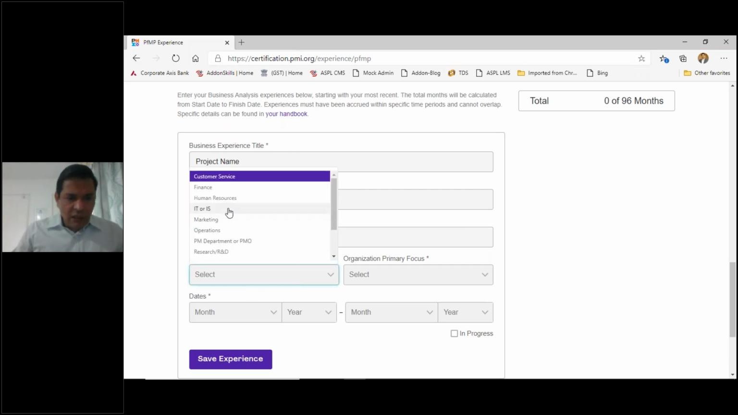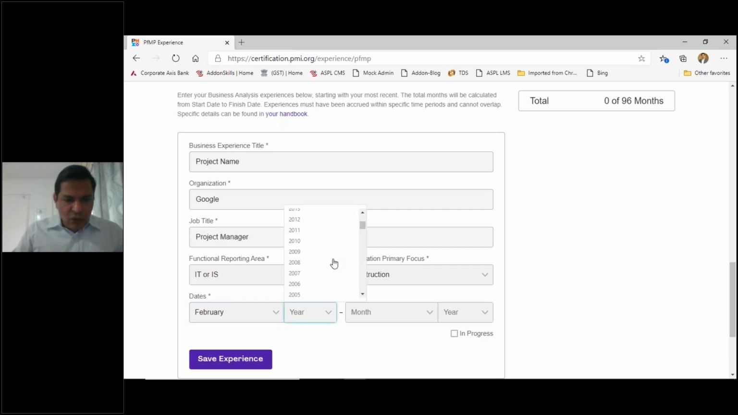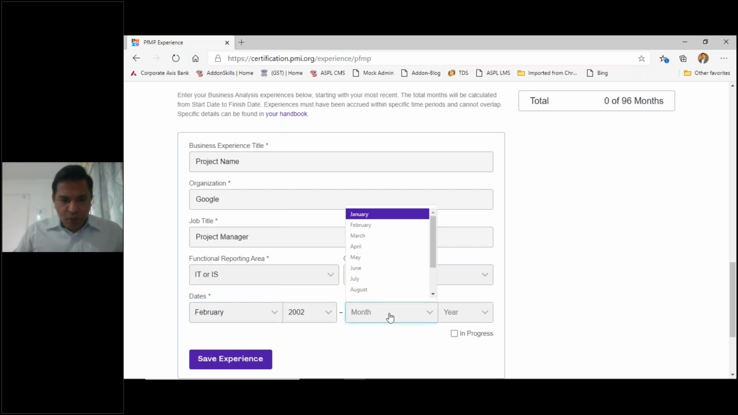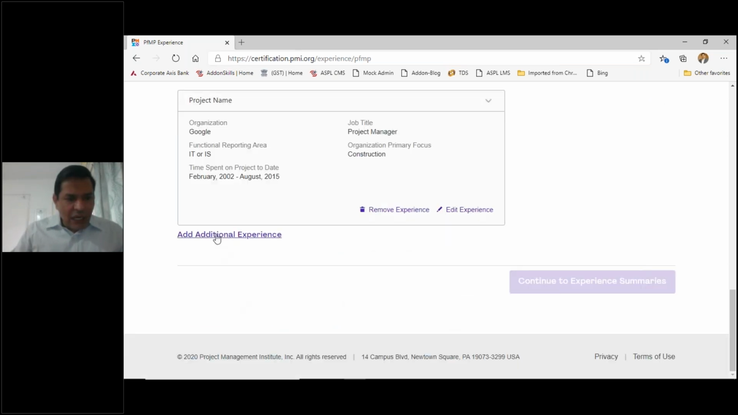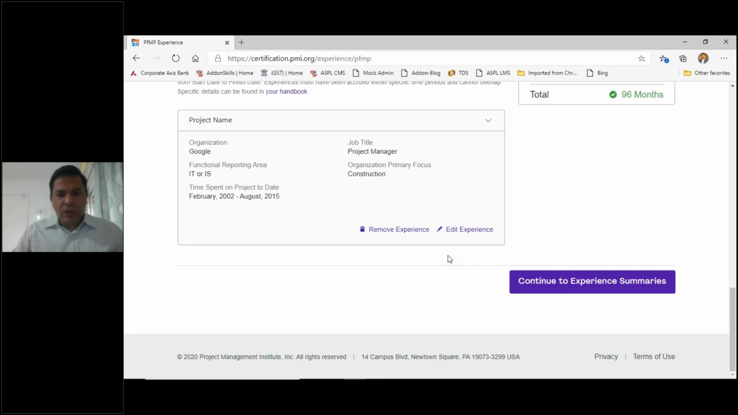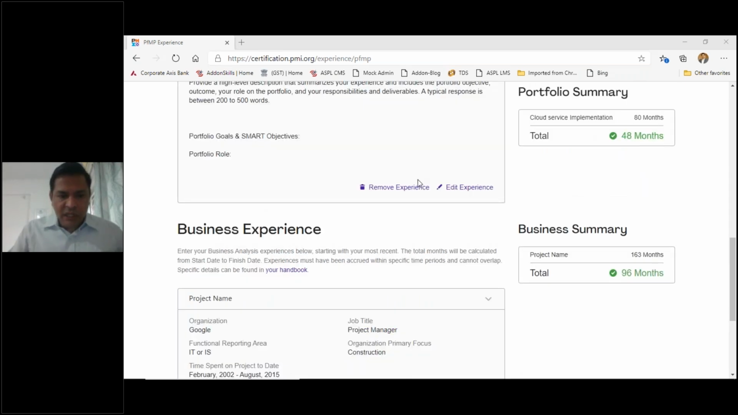Again, your functional background. So we will not put much effort. Let's say this could go from 2002 to, let's say, I'm just picking some random number, 2015. You can just save. Okay, you can add additional experience also and all those things, but this now qualifies your business experience also. So 96 months of business experience and 48 months of portfolio experience.